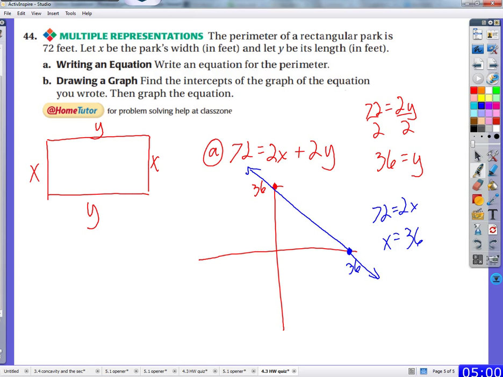The park would be really skinny. So skinny that you couldn't see it. It would be like one little line of grass, blades of grass, just pushing up in between two pieces of concrete, because this park has perimeter 72 and length 36, leaving nothing for the width. So 36 is not realistic, and 36 for the other side is not realistic. Somewhere in between, some width and length that is more realistic is what this park actually probably looks like.